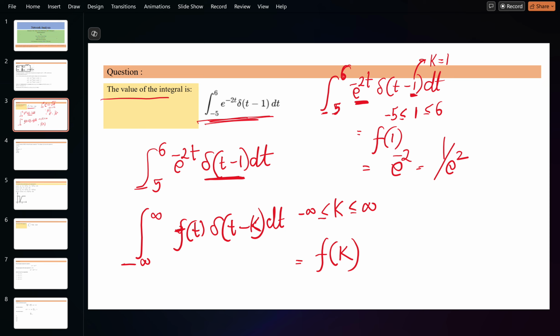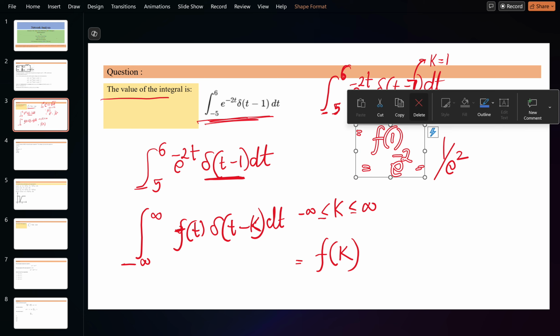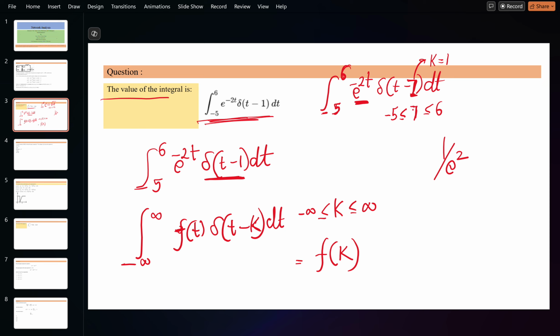Okay. So what happens when k is not in the range? Suppose I have taken delta of t minus 7. Then what will be the answer here? The thing is, here the 7 is not coming in between minus 5 and 6. Simply, it will become 0.